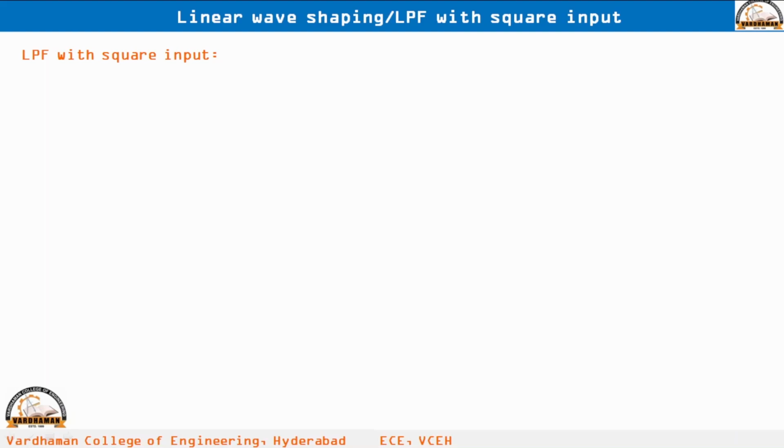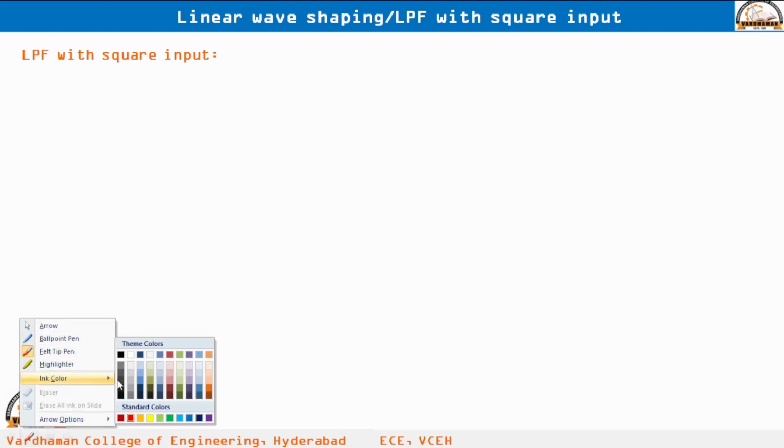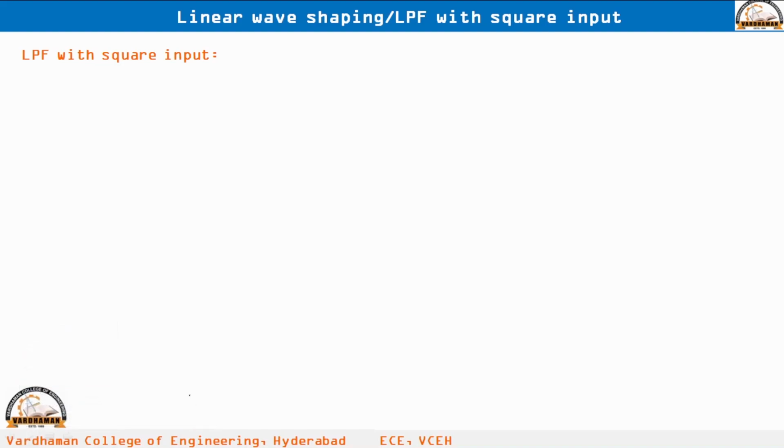Hello everyone. In this video we will see the response of the low pass filter with square input. Actually, till now we have seen the low pass filter output for different inputs. For example, the low pass filter circuit is like this: a series connection of resistor and capacitor, and the output is to be observed across the capacitor, and the input is applied here.